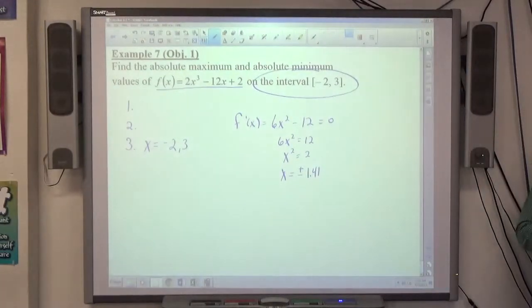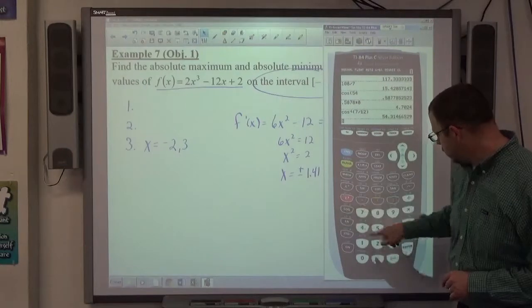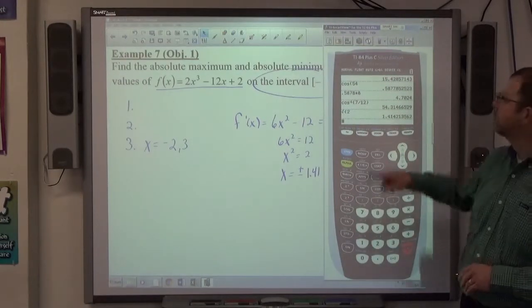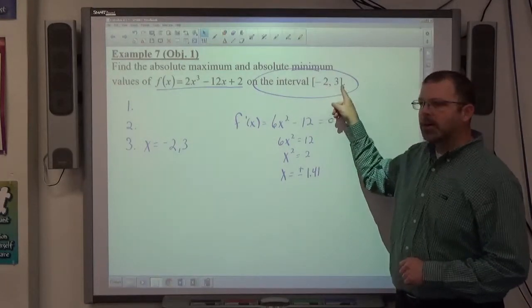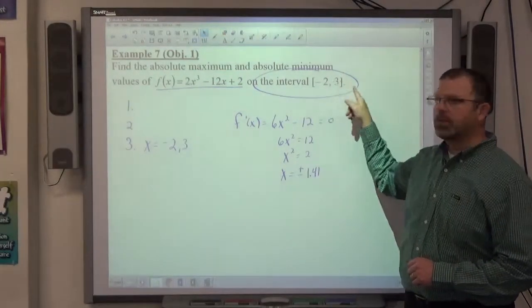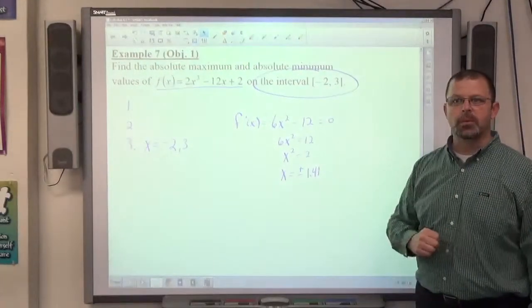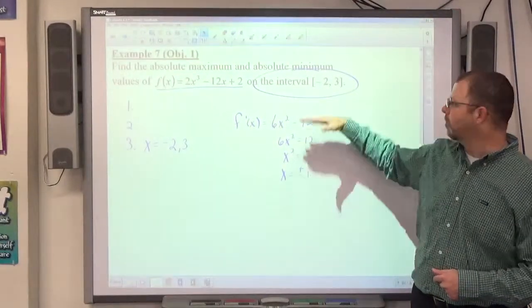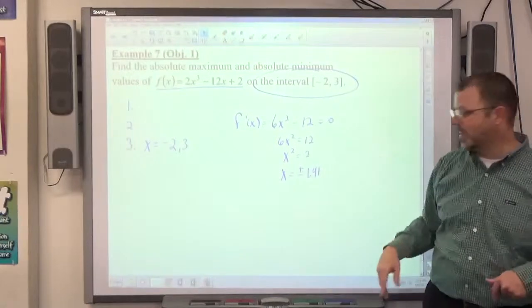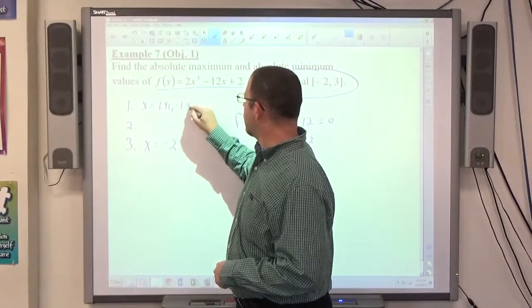Go a couple decimal places for that. If you know what the square root of 2 is off the top of your head, great. Otherwise, the calculator knows it. The square root of 2 equals 1.414. We go a couple decimal places, 1.41. Only numbers within this interval matter. You can see both of these numbers do fit within −2 to 3, so they both count. But let's say this said −1 to 3, then −1.41 could be thrown out because it's not on the interval. So just because you get a first derivative equal to 0, if the interval doesn't include that number, it doesn't count. So x = 1.41 and x = −1.41.